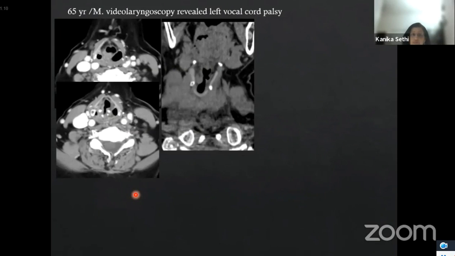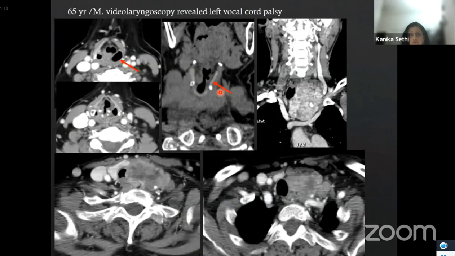Another case of left-sided vocal cord palsy. The left piriform is enlarged, with a medially positioned left true vocal cord. There is a large lesion arising from the left lobe of the thyroid, which is extending into the tracheoesophageal groove and also compressing the trachea towards the right side.